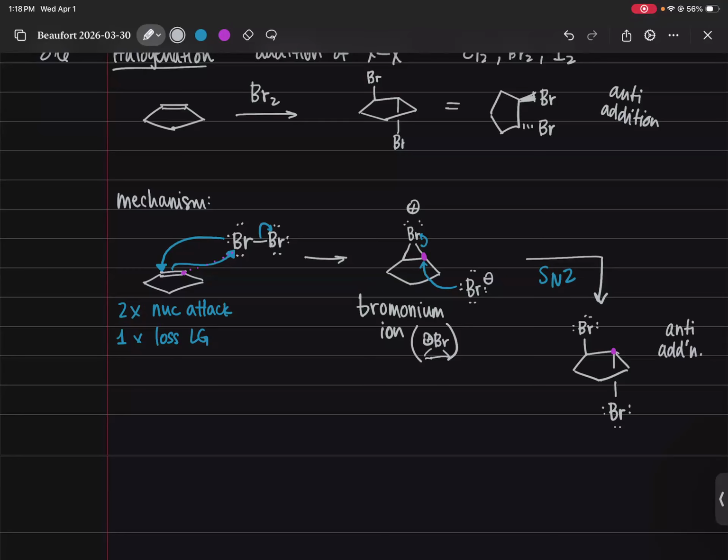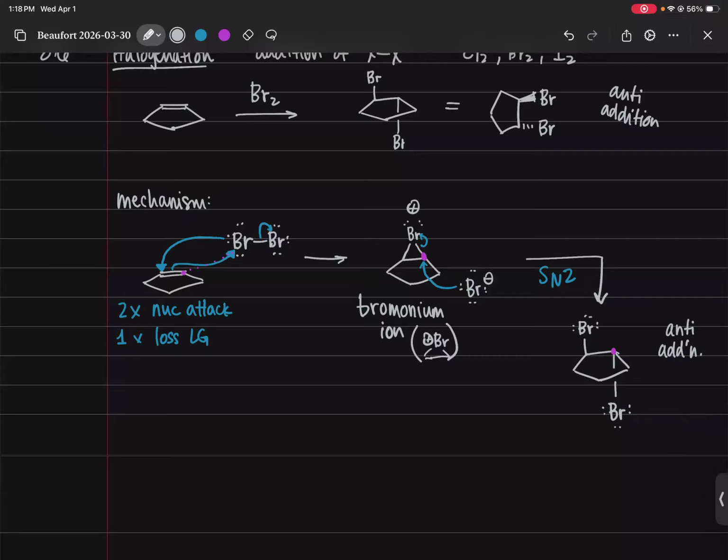And that's what gives us anti-addition. Okay, so the key to that anti-addition is basically an SN2 mechanism. That bromonium ion, that's drawn as a side view here.